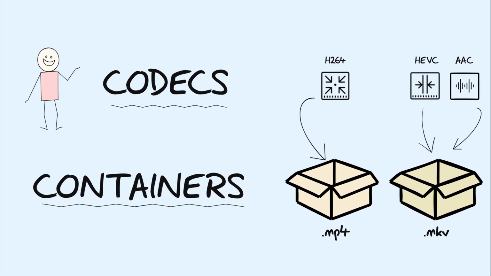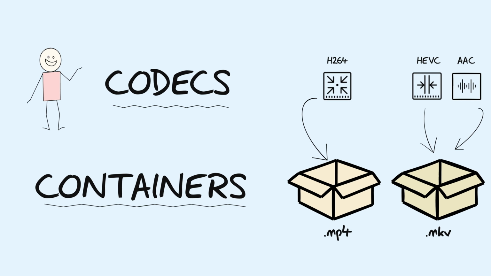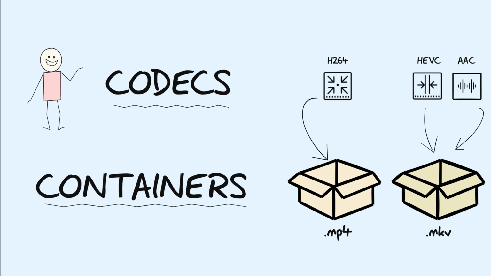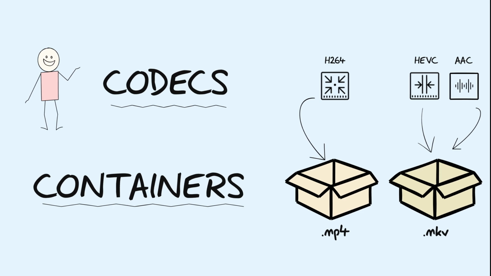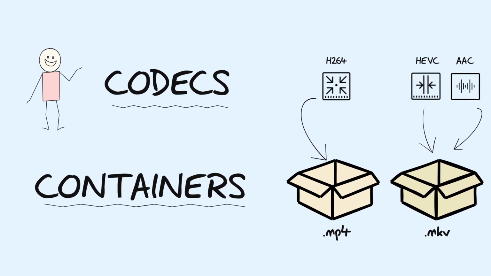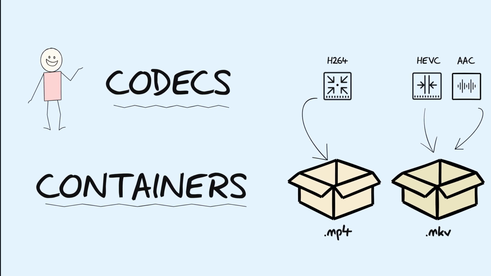In addition to compatibility and quality, choosing the right combination of codecs and containers can also impact the speed and efficiency of media playback. Some codecs require more processing power than others, which can lead to slower playback and even choppy or distorted video and audio.